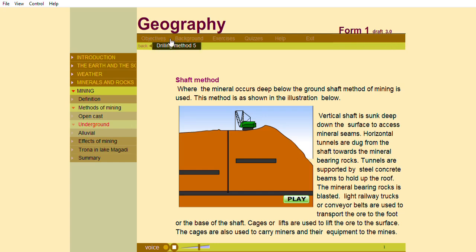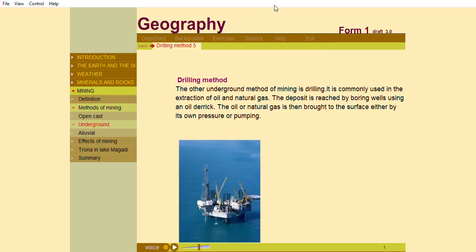The other underground method of mining is drilling. It is commonly used in the extraction of oil and natural gas. The deposit is reached by boring wells using an oil derrick. The oil or natural gas is then brought to the surface either by its own pressure or pumping.